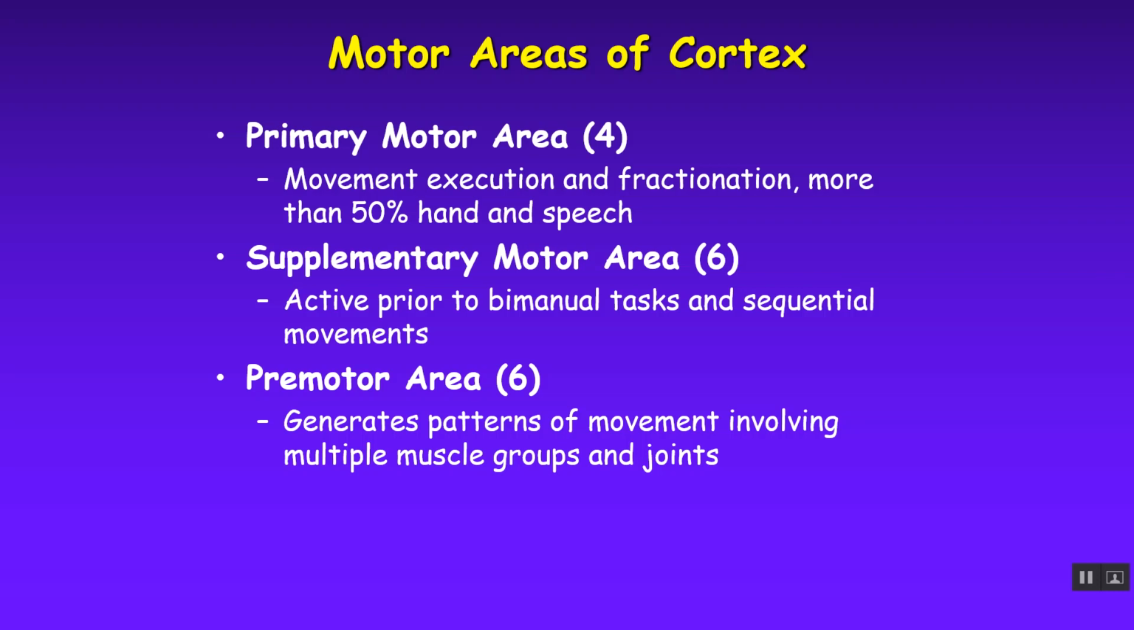So buttoning a shirt: when you're first learning to button a shirt, your primary motor strip is very active in addition to your supplementary motor area. But once you've learned to do it, you can sit there and have a conversation while you're buttoning your shirt because your supplementary motor area is doing it kind of for you. It's got a little bit of a pre-programmed program for that.